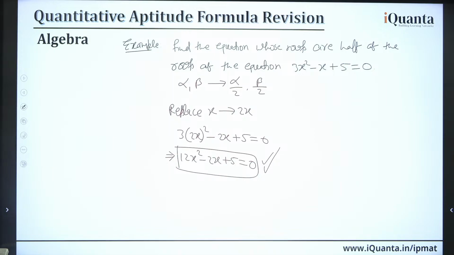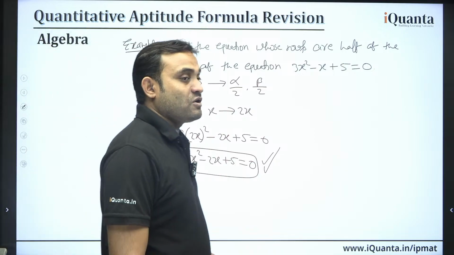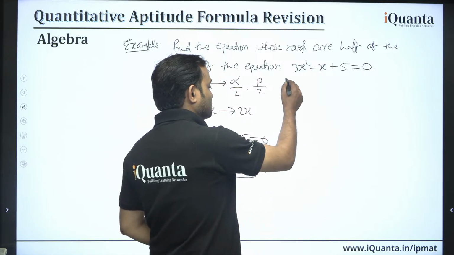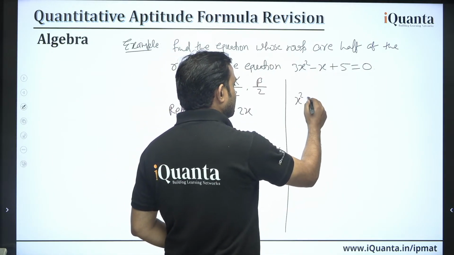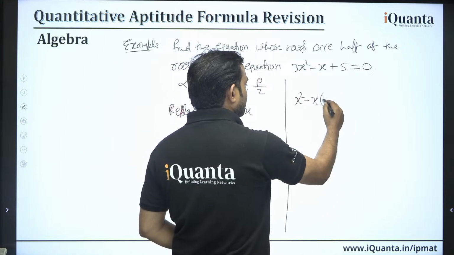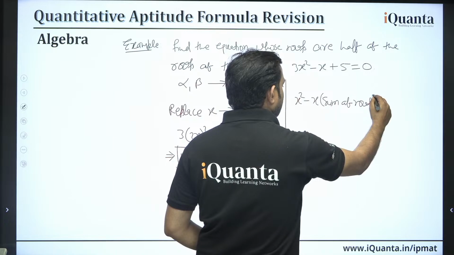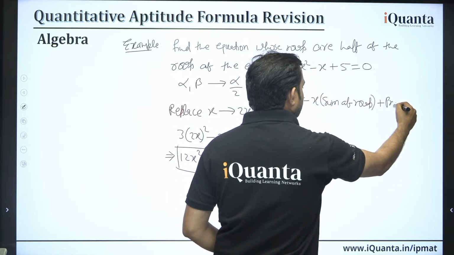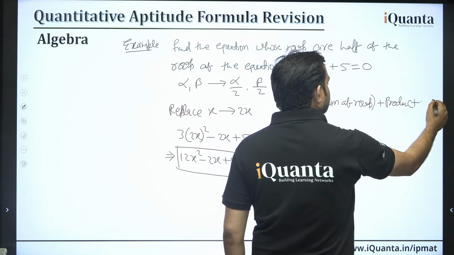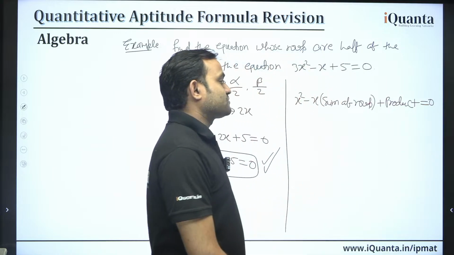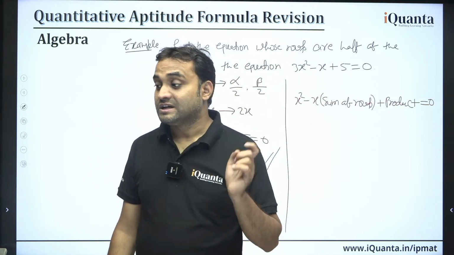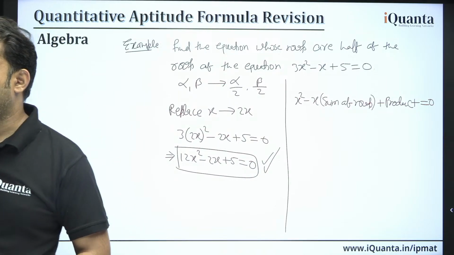What is the root formula? x square minus x into sum of roots plus product of roots is equal to 0. This is what we call a root form as well, है ना.